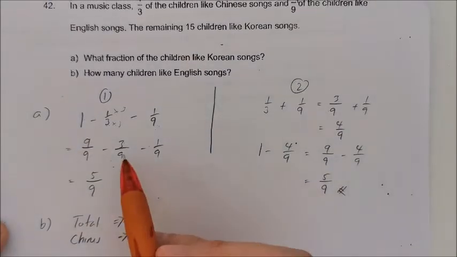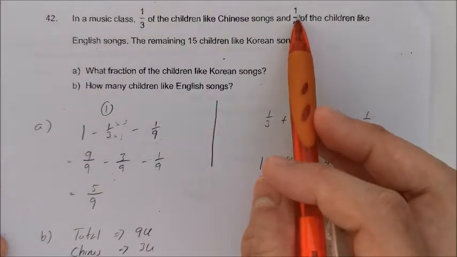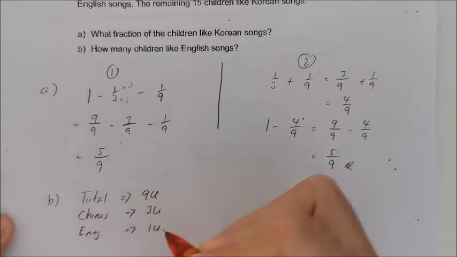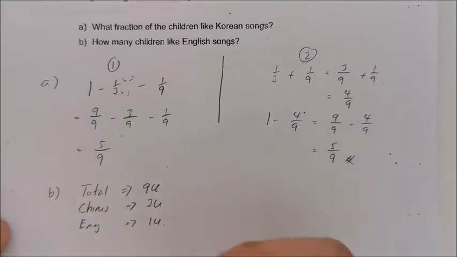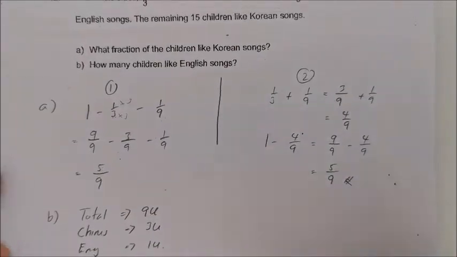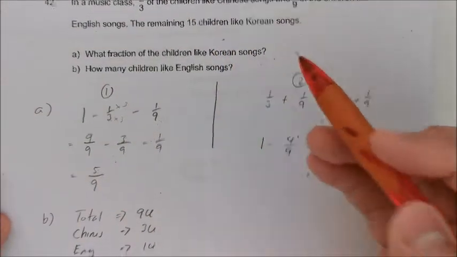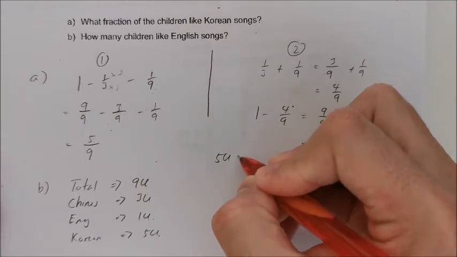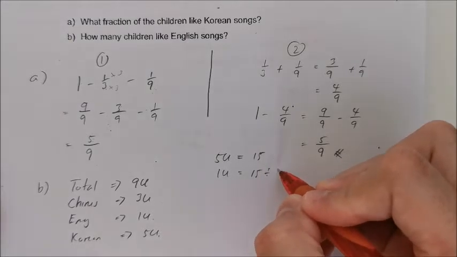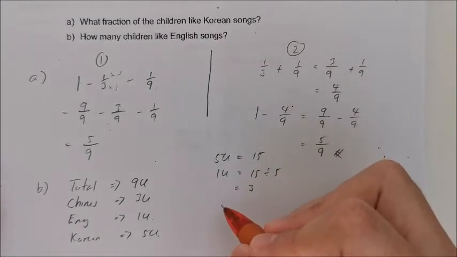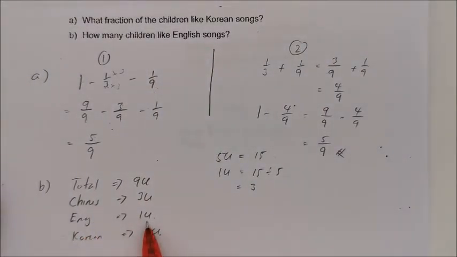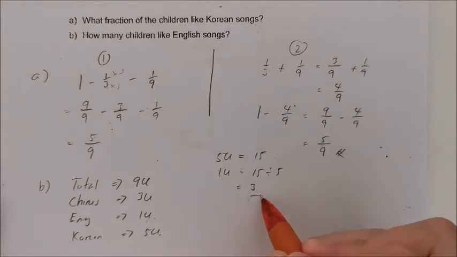Then for English songs, it is 1/9, right? So 1/9 means English is 1 unit, and for Korean songs it is 5/9, right? So for Korean, it's actually 5 units. So if it says that 15 children like Korean songs, that means 5 units is 15. 1 unit will be 15 divided by 5, 3. So how many children like English songs? English songs will be just 1 unit. So we have already found 1 unit. The answer is 3.